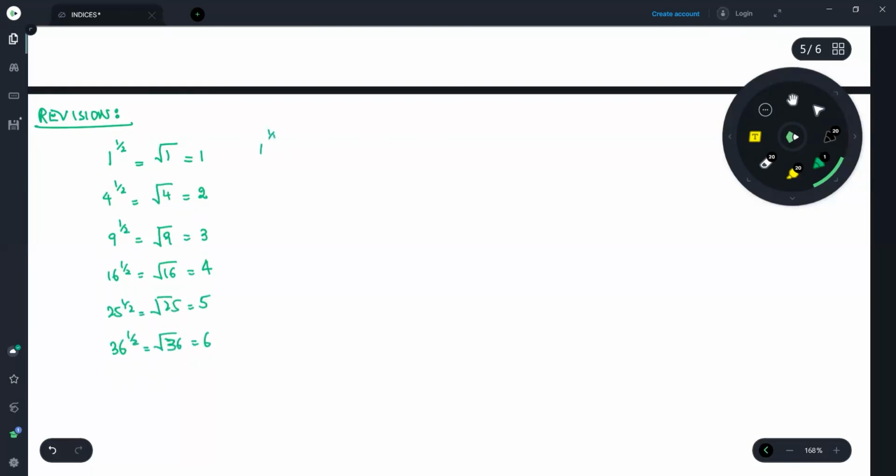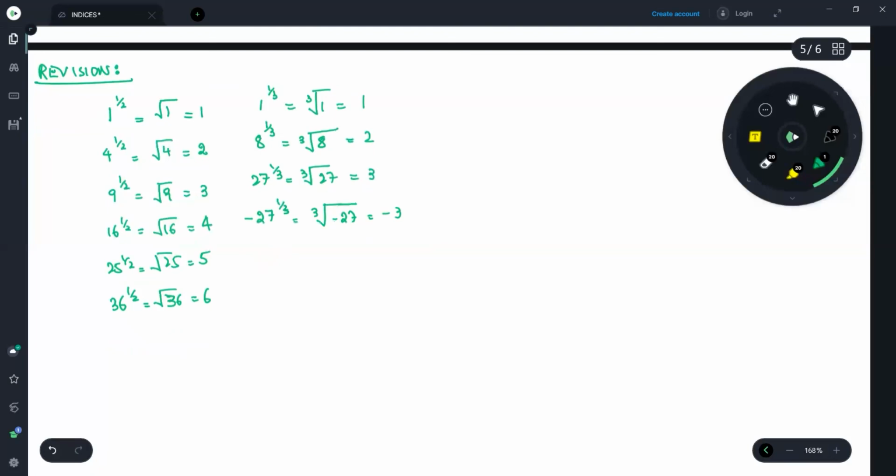If I have 1 to the power 1 over 3, that's cube root of 1. That's 1. Oh no, sorry, 8 to the power 1 over 3. Can I say it is cube root of 8? That's going to be 2. And then we have 27 to the power 1 over 3, which is cube root of 27, which is 3. Now I am very worried about cube root of minus 27. Can I say it is cube root of minus 27? It's going to be minus 3. Yes or no?